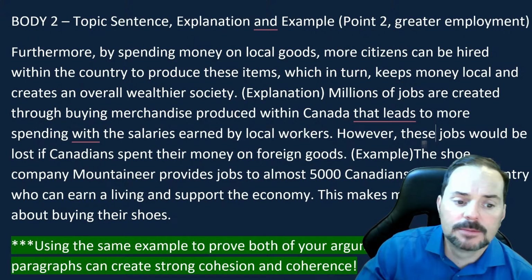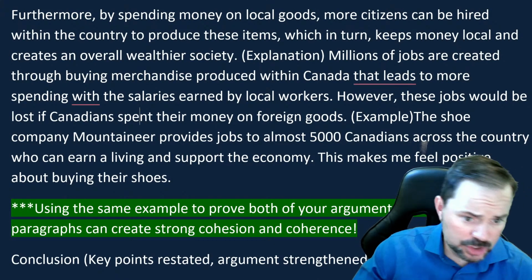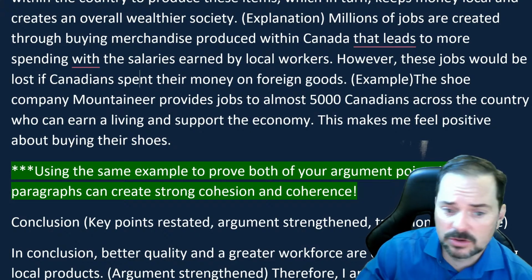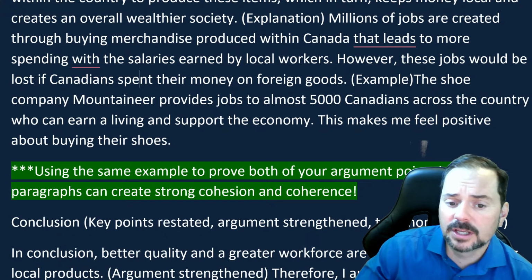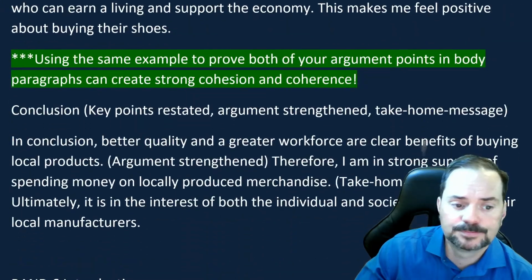However, these jobs would be lost if Canadians spent their money on foreign goods. The shoe company Mountaineer provides jobs to almost 5,000 Canadians across the country who can earn a living and support the economy. This makes me feel positive about buying their shoes.